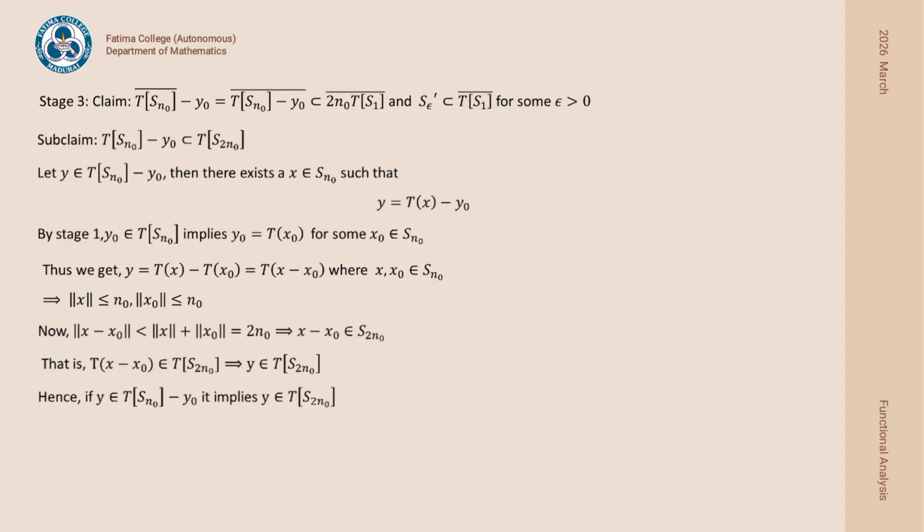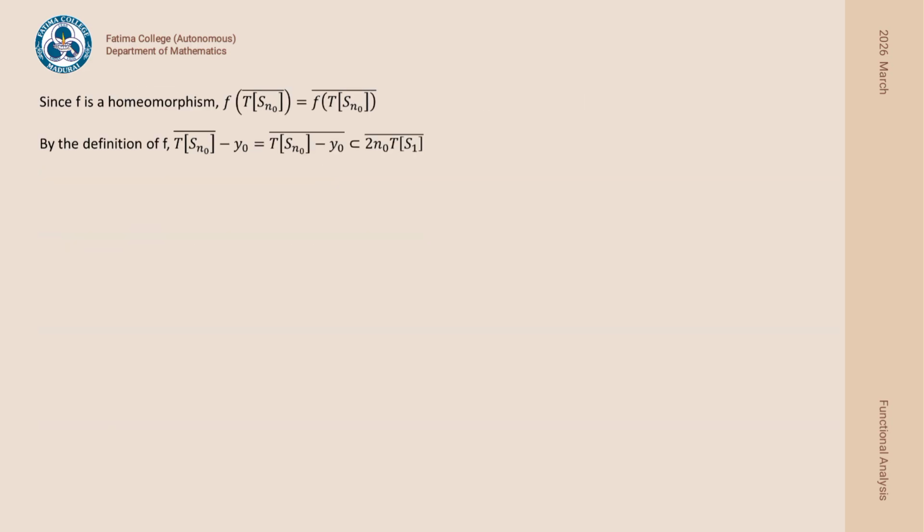As we have taken y in T of Sn naught minus y naught and we have proved y belongs to T of S2n naught, we have T of Sn naught minus y naught subset of T of S2n naught. By lemma 1, we know T of Sr is equal to r into T of S1. Therefore, T of S2n naught is equal to 2n naught into T of S1. We know if A is a subset of B, then A closure is a subset of B closure. As we have T of Sn naught minus y naught subset of 2n naught into T of S1, we have T of Sn naught minus y naught closure subset of 2n naught T of S1 the whole closure.